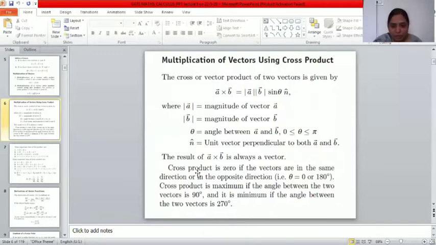Okay, for example, if we have I bar cross J bar, I and j are the x and y axes, the angle between them is 90 degrees, then I bar cross j bar is k bar.